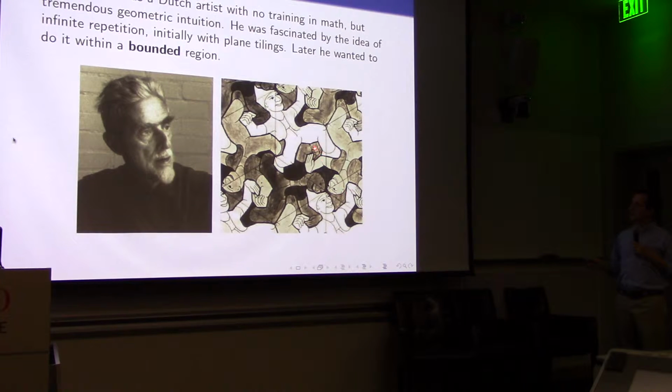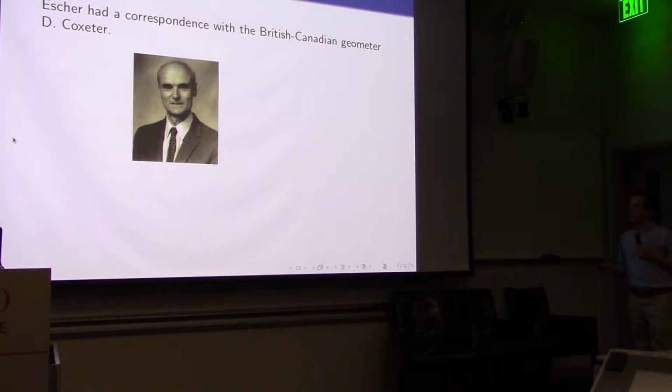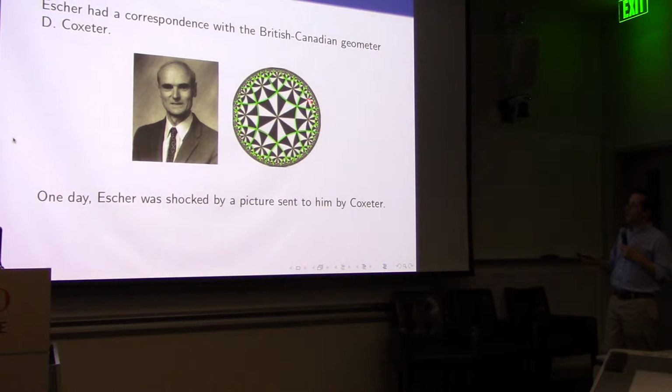Now, obviously, you can't do that if the pieces maintain a fixed size, but he wondered if there's a way of shrinking the size that somehow maintained the symmetry and enabled it all to fit within a bounded space. But he really had no idea how to do this. But he was in contact with a Canadian mathematician, Donald Coxeter, and one day Coxeter sent him this interesting picture. And this is called the Poincare disk. We'll see the significance of this a little bit later.